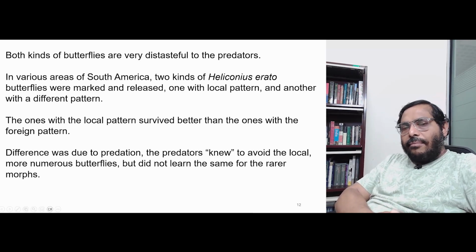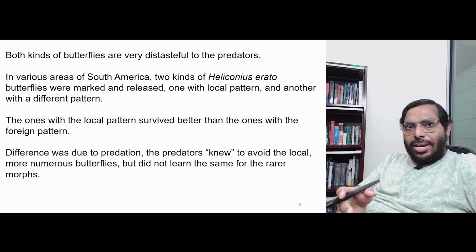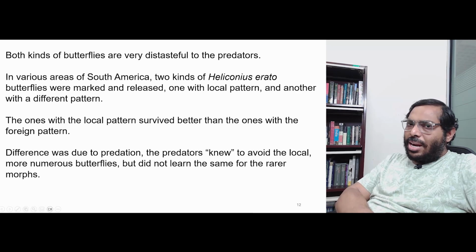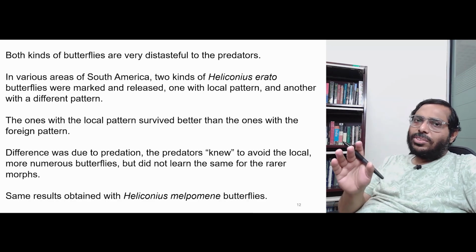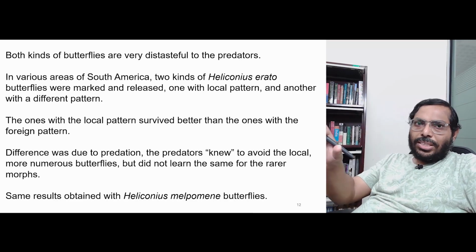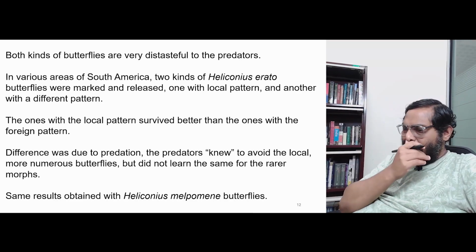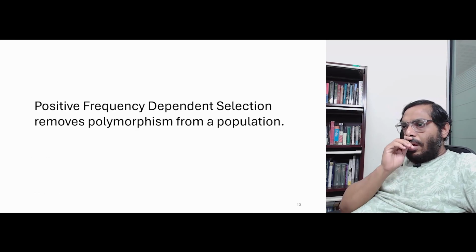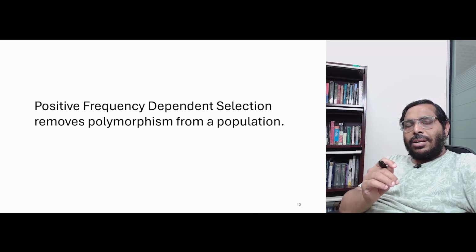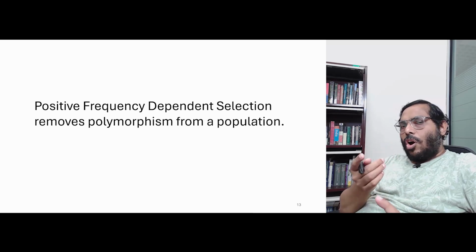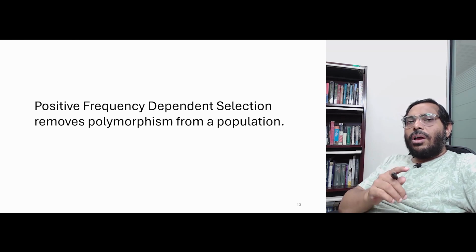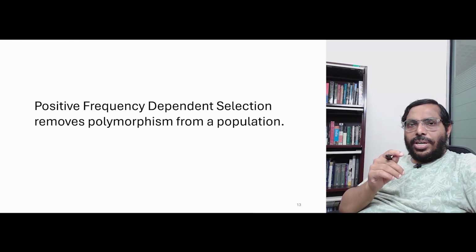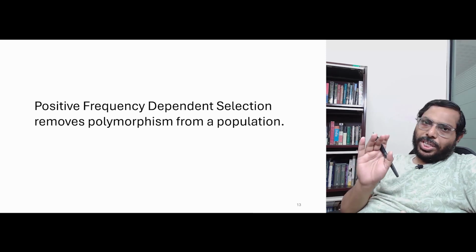So, this is a case where the common morph, the common phenotype, gets an advantage and the rare phenotype gets a disadvantage. The same results were also obtained with the other species of butterflies. That is why I said you concentrate on one species; the results for the other species are exactly the same. So why is this interesting? Because this operates exactly the opposite of the negative frequency dependent situation. Here, instead of maintaining polymorphism, positive frequency dependent selection will remove polymorphism from a population.